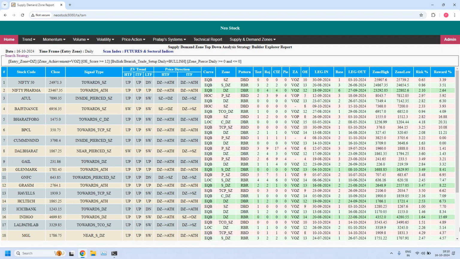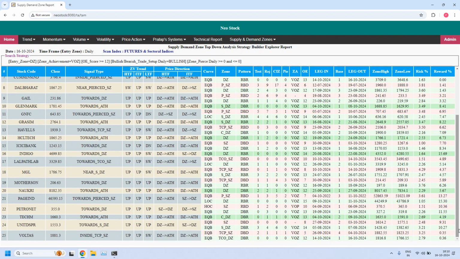These are the first 18 stocks in this list. Okay, I'm scrolling the list down. So total 25 stocks are filtered. All these 25 stocks are supporting bullish trade setup for monthly income trade, that is entry time frame daily.